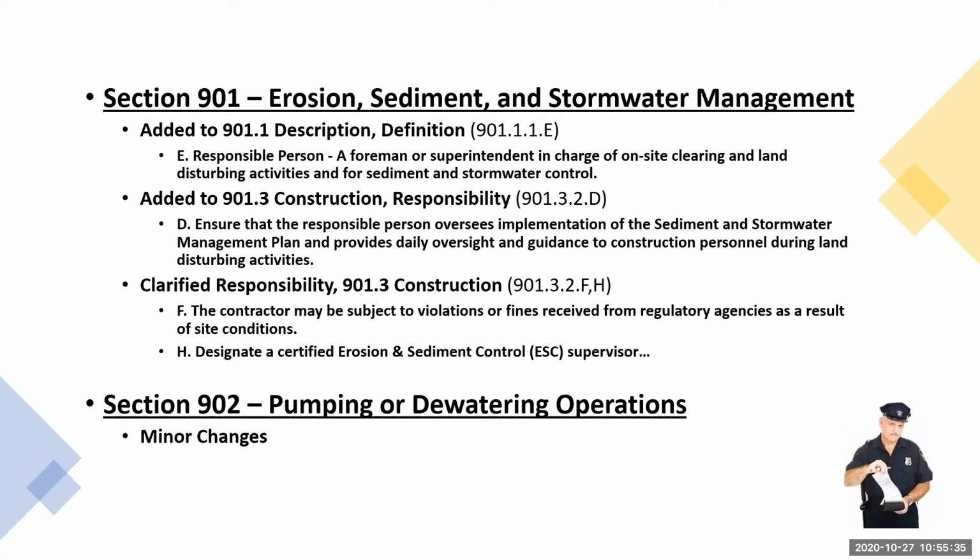We define who the responsible person is in 901.1. In 901.3, we ensure that the responsible person oversees implementation of the sediment and stormwater management plan, and that is the contractor's responsible person. And we clarified responsibility also in 901.3. And like I said, all this information was in the 2016 spec as well, but it is definitely a lot more clear in the 2020.